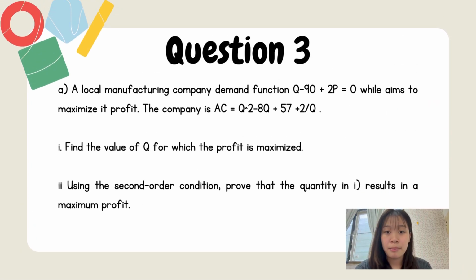Good afternoon, Doctor. My name is Sun Ching. Today I will introduce question 3. A local manufacturing company has demand function Q - 90 + 2P = 0 and aims to maximize its profits. The company's AC is Q squared - 8Q + 57 + 2/Q. Firstly, find the value of Q for which the profit is maximized. Second, using the second order condition, prove that the quantity in one result in a maximum profit.